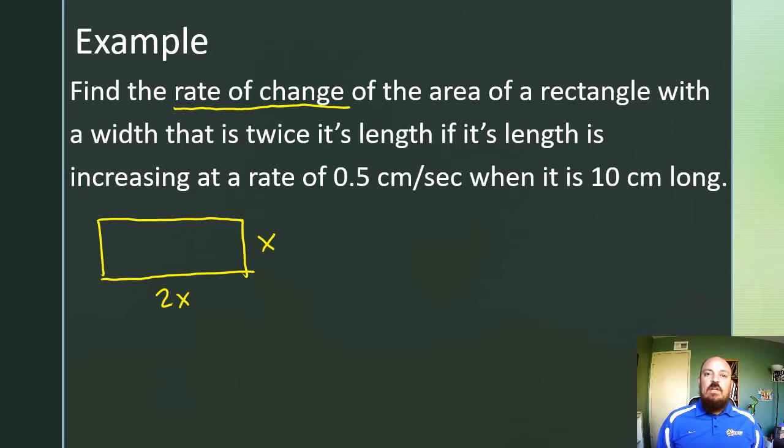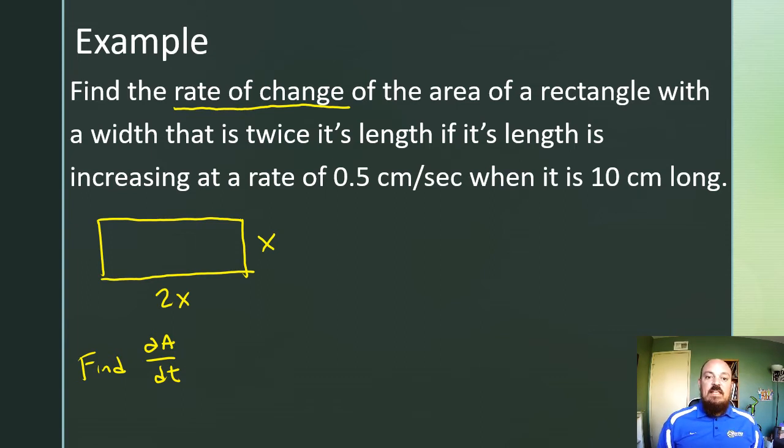And step 4, let's get to the rates. That's the real important part. So what we want to find is the rate of change of the area of a rectangle. So let's say we want to find dA/dt. Now let's go back and see what was given.